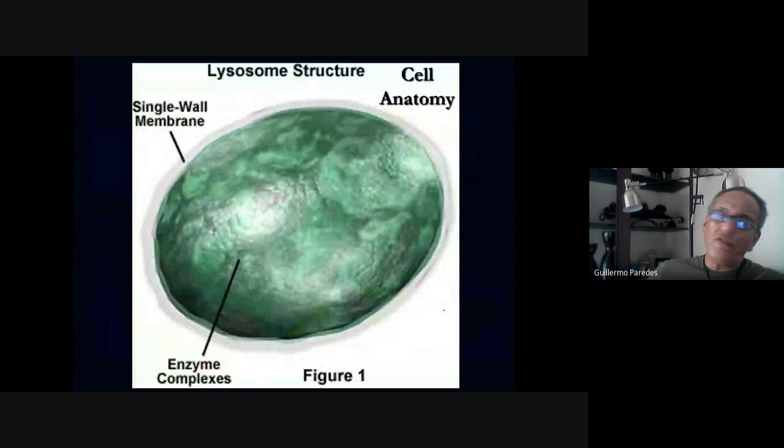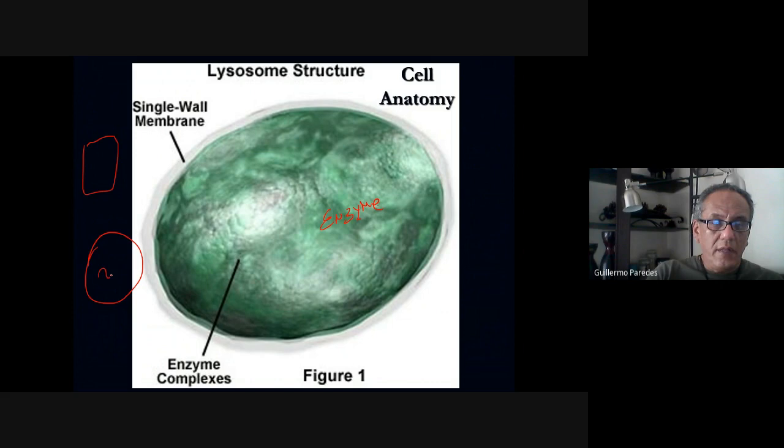Now, lysosomes are basically vesicles inside the cells that contain enzymes. What do these enzymes do? Let's take a cell, for example, a neutrophil. This is the nucleus. It's a little bit of an ugly nucleus, but this is a nucleus.